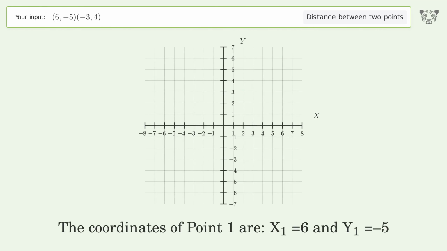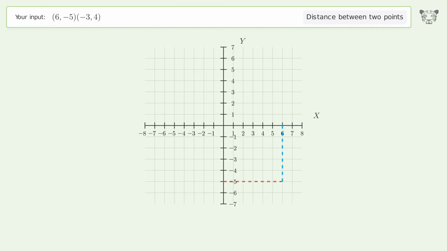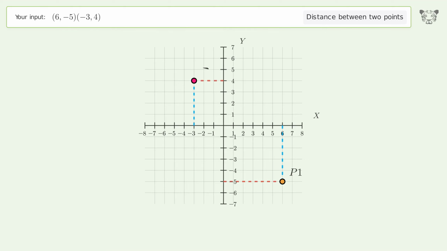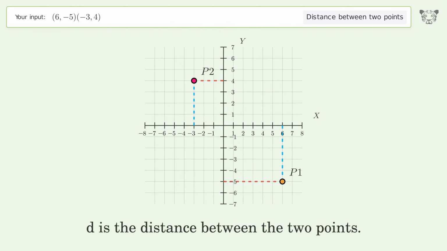The coordinates of point 1 are, x1 equals 6 and y1 equals -5. The coordinates of point 2 are, x2 equals -3 and y2 equals 4. D is the distance between the 2 points.